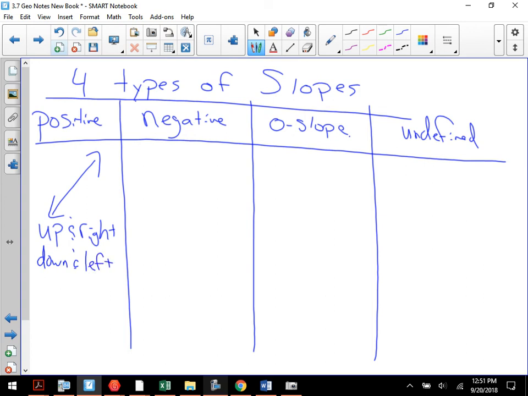And then negative goes down and right. When I'm talking about positives and negatives, I always say up or down first. If it's positive, I say go up, then my next step is always to go right. If it's negative, I go down first, and then I go to the right. Because up and right is positive, down and right would be negative, or the opposite of down and right is up and left.